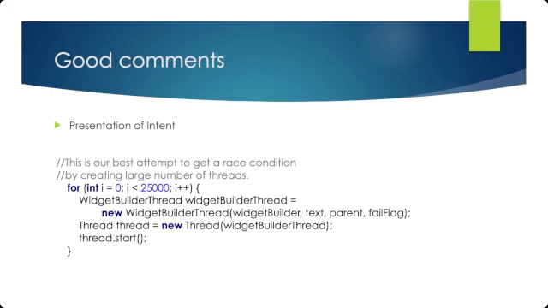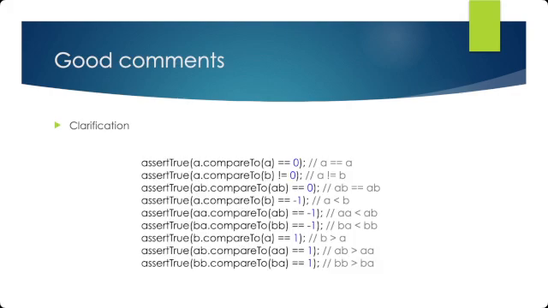Another example is presentation of intent. These comments explain why something is done, not just what is done. Why? We need to know it. They help the reader understand the reasoning behind a piece of code. Because sometimes we can look at some code and not understand who is the author of this trash and why it exists. But for example, here we have an explanation that it's a best attempt. Okay, so it's clear.